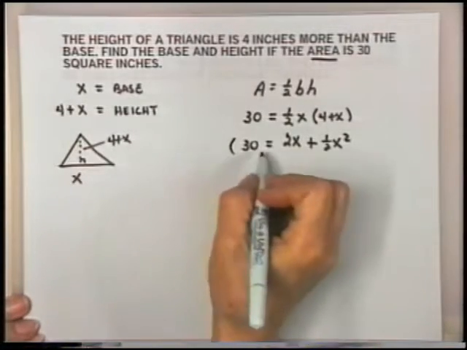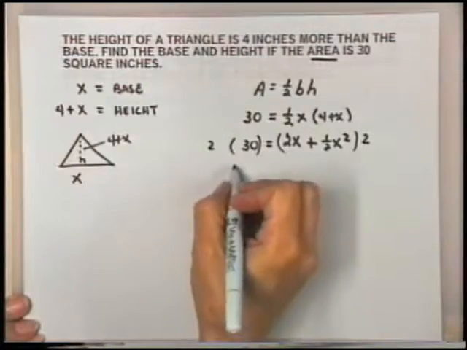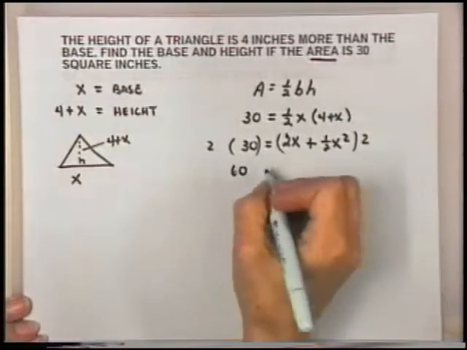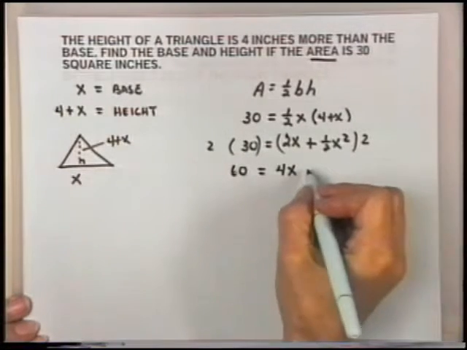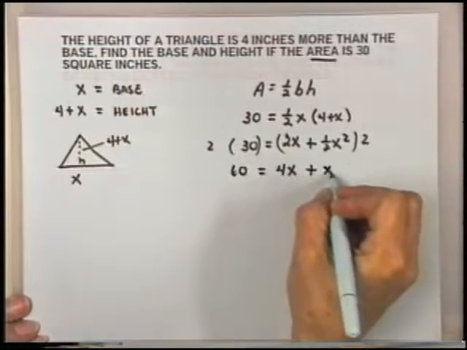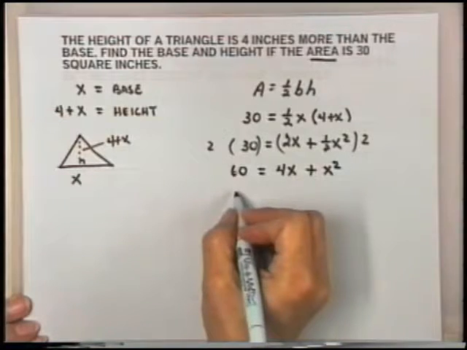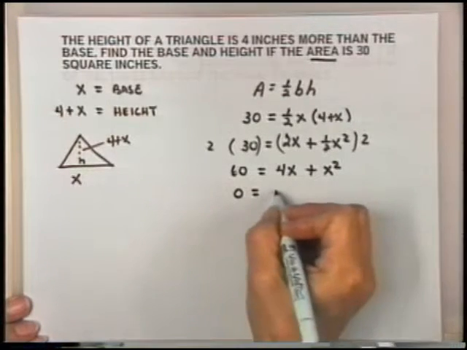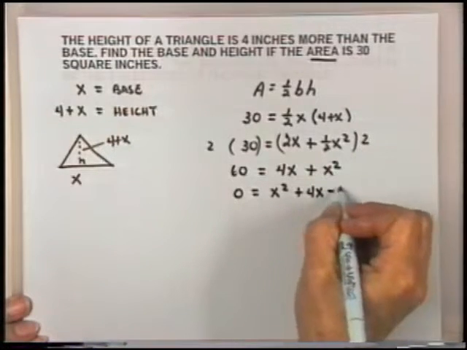Since we have a fraction in this equation, let's clear the fraction. Let's multiply both sides by 2. 2 times 30 is 60, equals 2 times 2x is 4x, plus 2 times 1/2 gives me 1x squared. We have a quadratic equation. The positive coefficient is here on the right-hand side, so we'll subtract the 60 and place this in standard form.